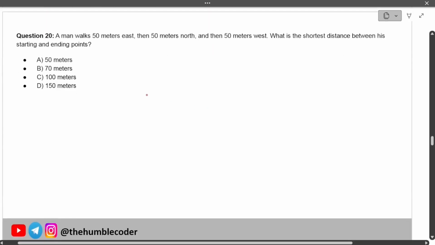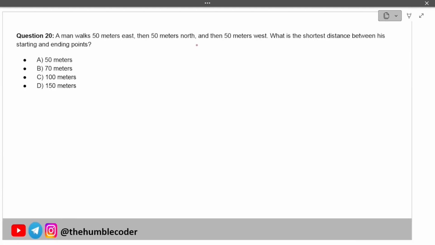Okay, the next question is, a man walks 50 meters towards east, and then 50 meters towards north, and then 50 meters towards west. What is the shortest distance between his starting and ending points? These kinds of questions are very common. So for that you should know this direction chart diagram, which is very important. So this is our north, this is south, and then we have east and west. So this is our east and this is our west. Let's consider that the man is here.